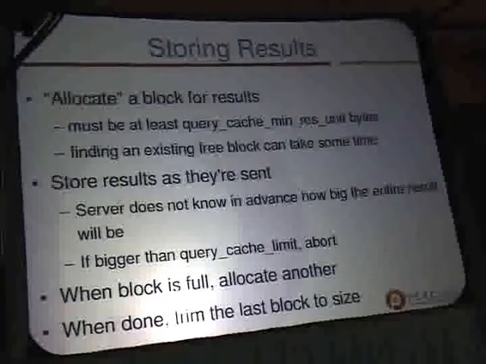And then when the server starts generating and sending rows back, it has to store these results, the bytes themselves, into the block. And since the server doesn't know in advance how big the result set will be, because it starts sending results as soon as it starts finding them, it doesn't know how many blocks to allocate.